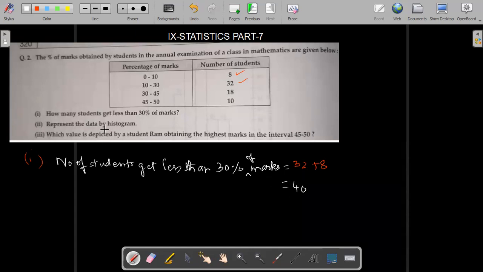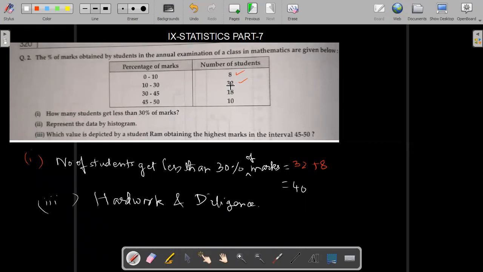Then second, we have to draw the histogram. Third answer I can write here, which value is depicted here. You can write hard work, intelligence. Then now we have to draw the histogram.